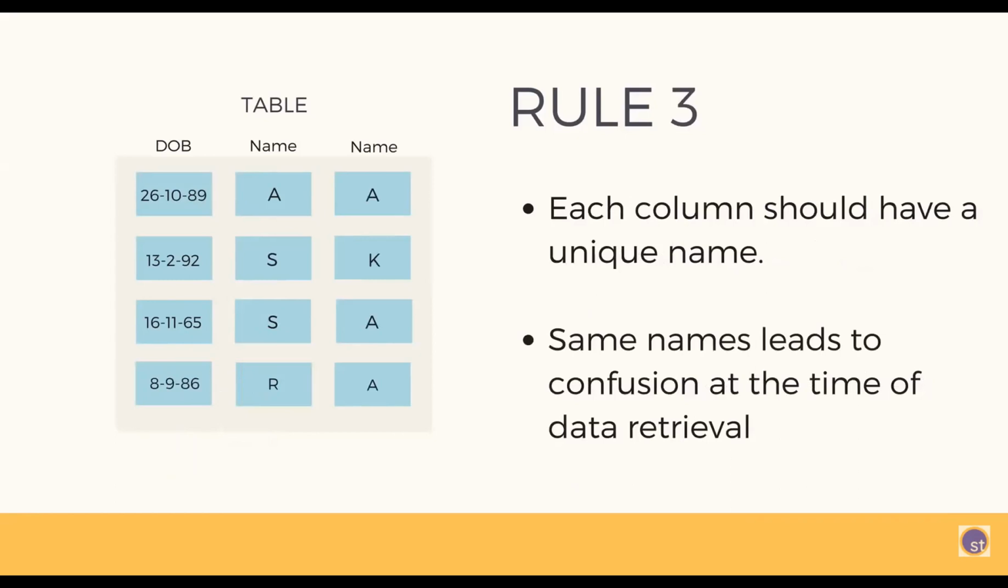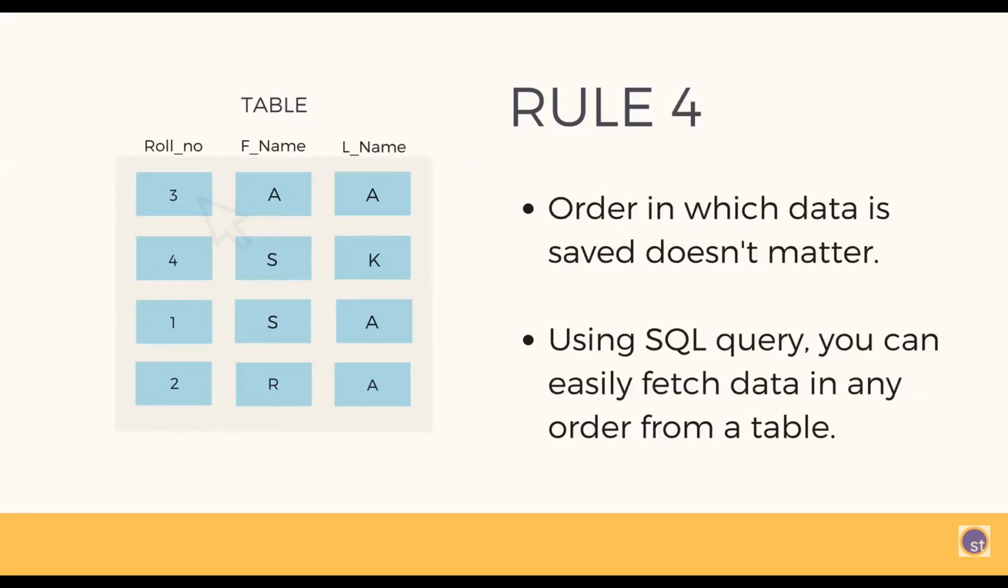Rule number 3 expects each column to have a unique name. This is to avoid confusion at the time of retrieving data. If one or more columns have the same name, the DBMS will be left confused. Rule number 4 says that the order in which you store the data in your table doesn't matter.